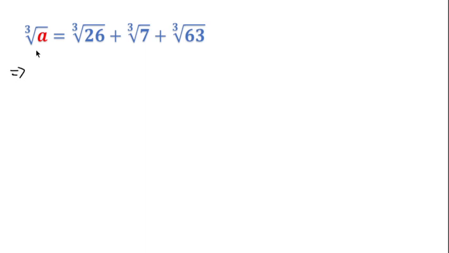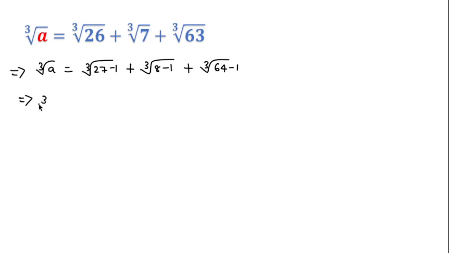We can write this cube root of A equal to, this can be written as cube root of 27 minus 1, and cube root of 7 can be written as cube root of 8 minus 1, and cube root of 63 can be written as cube root of 64 minus 1. Then we can clearly observe and write cube root of A will be less than cube root of 27 plus cube root of 8 plus cube root of 64. This means what? It is less than.